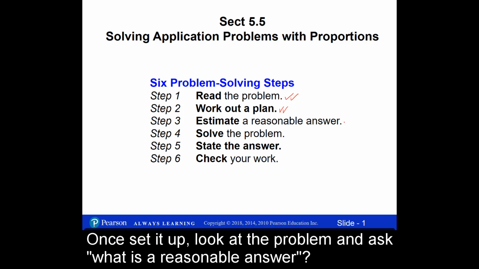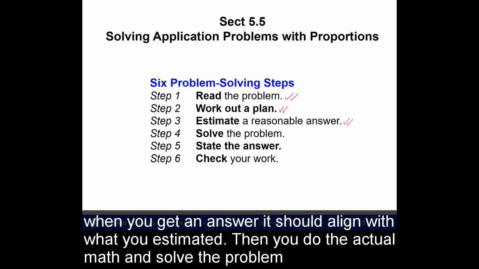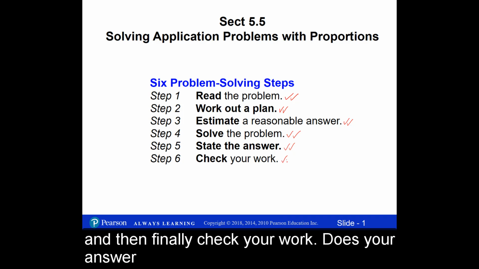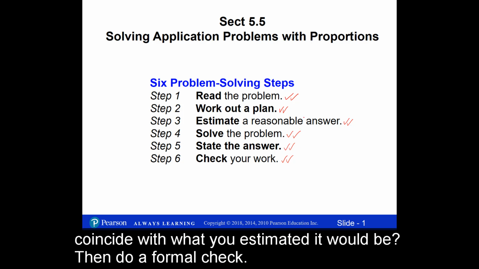Once you set it up, you should be able to look at it and say, okay, what would be a reasonable answer? What would I expect a ballpark figure to be, so that when you get an answer, it should jive with what you estimated. Then you go ahead and do the actual math and solve the problem. Once you solve it, state your answer to be sure that you have in fact answered the correct question. And then finally, check your work. Does your answer coincide with what you estimated it to be? And then you can do the formal check.